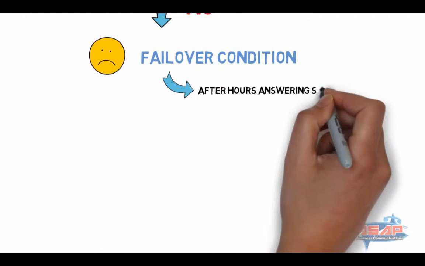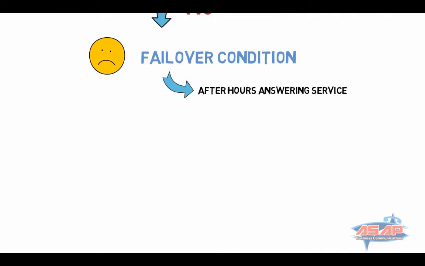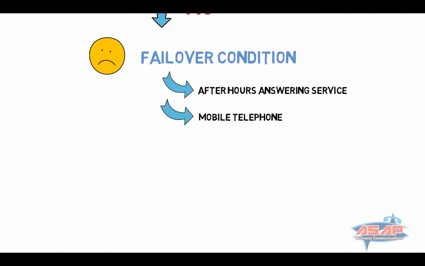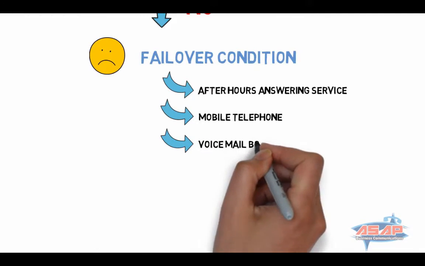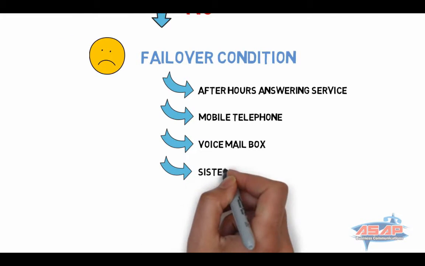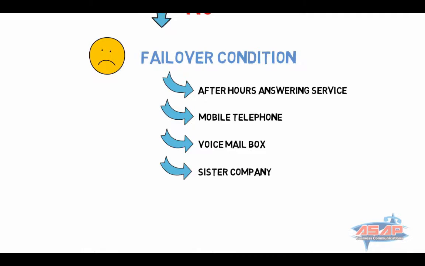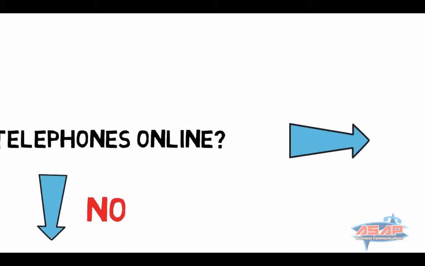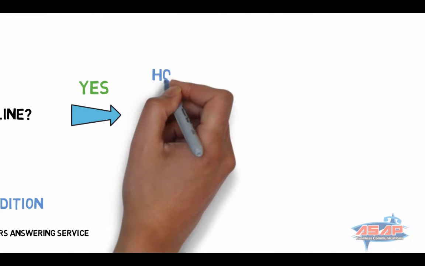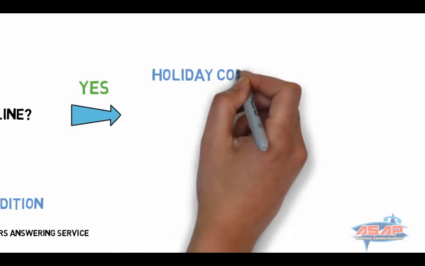These alternative locations can be an after-hours answering service, a mobile telephone, a voicemail box where the caller can leave a message, a sister company, which can be a branch location in another city, or an IVR that gives callers other options. We'll talk more about IVRs later. If the failover condition sees that the telephones are online and can receive calls, it will move on to the next condition.